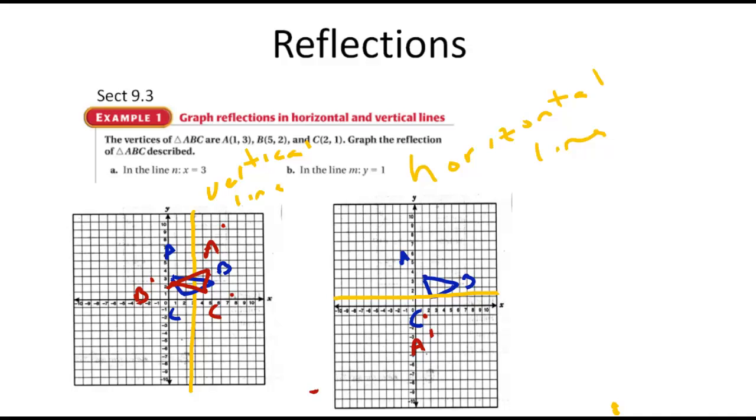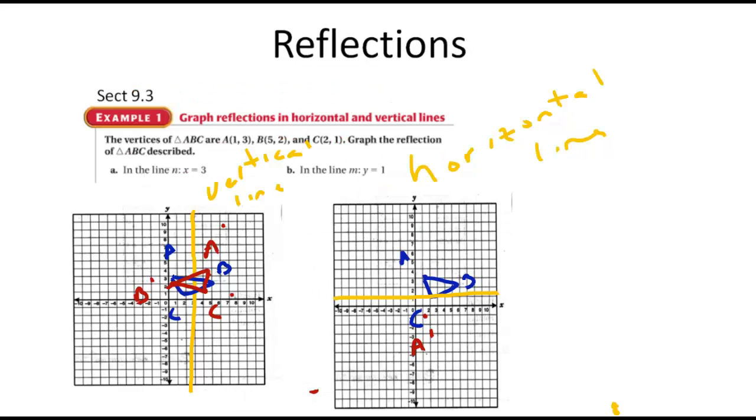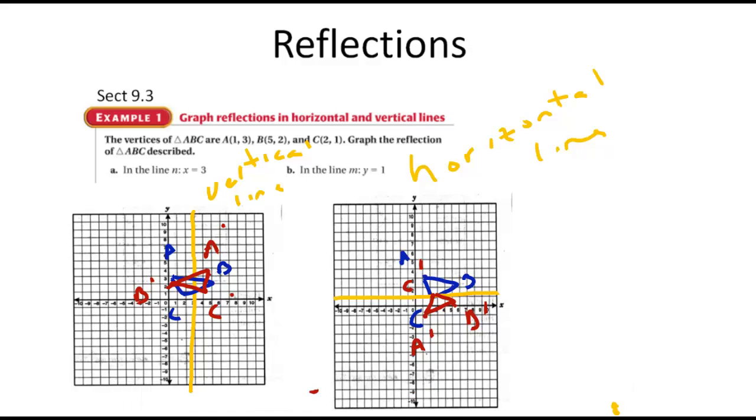B is 1 above, so B needs to move to 1 below. I think I kind of got off a little bit on my counting right there. And C was right on the line, so C is going to stay on the line. If you're on the line, it doesn't move. So there is the reflection of my new points. So if I've got a horizontal or a vertical line, I treat it just like I would an axis. It turns out to be just the same. It's shifted a little bit.